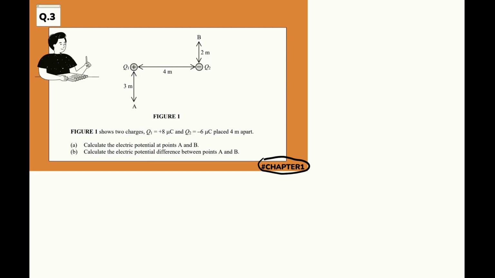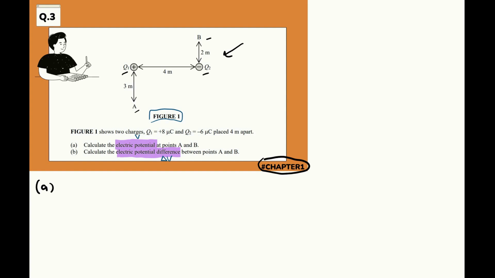So this time the question is about electric potential. The symbol is V, and also electric potential difference, and the symbol is delta V. So we have the same figure as in the previous question, question number 2. This is the figure. We have point A, point B, Q1, Q2. The first one is to calculate the potential at point A and point B.